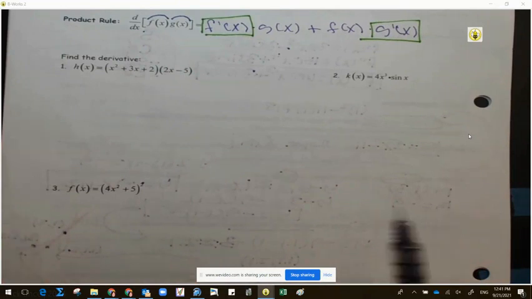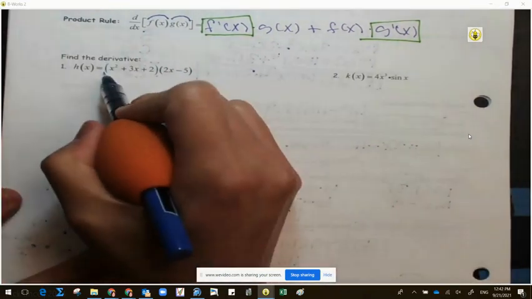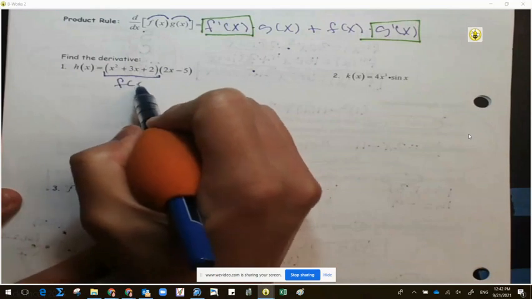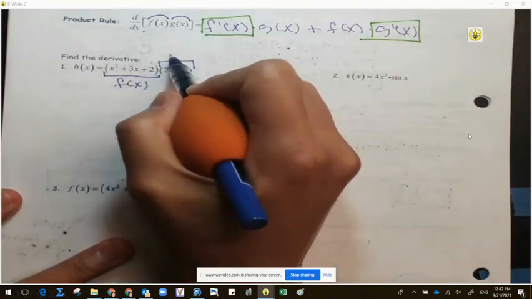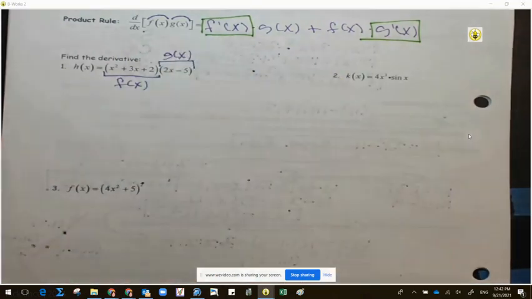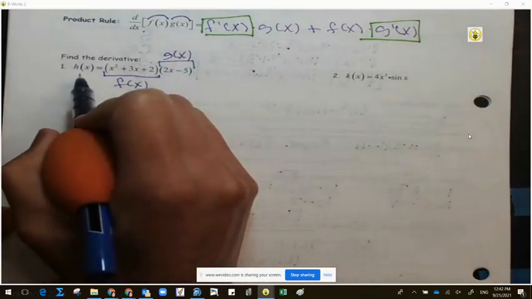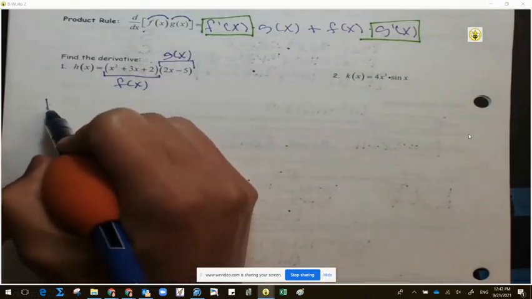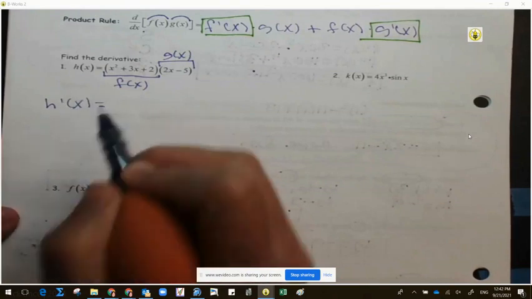So let's do an example that has to do with this rule. Let's label the first one f of x. Second one, let's label that g of x. So my function right now is h of x. That means the derivative must be h prime of x.